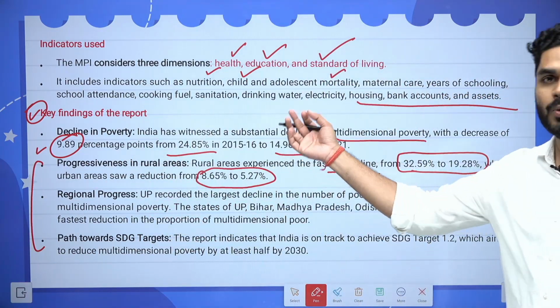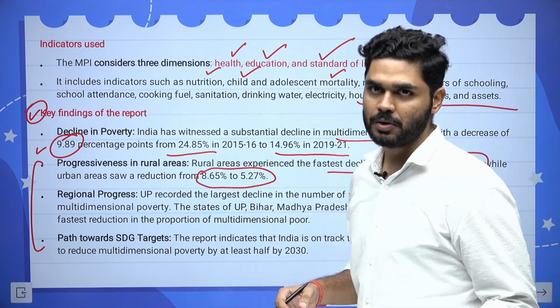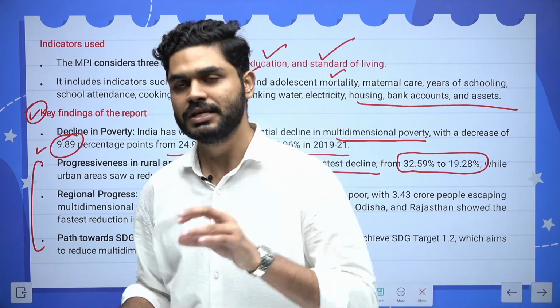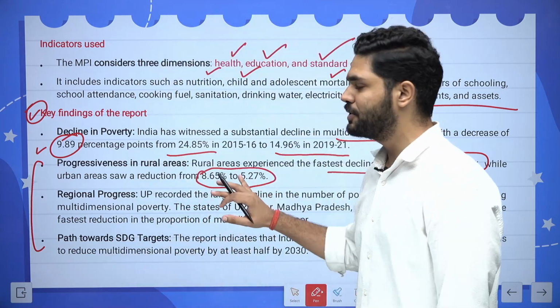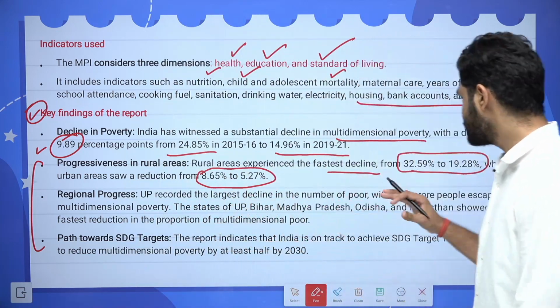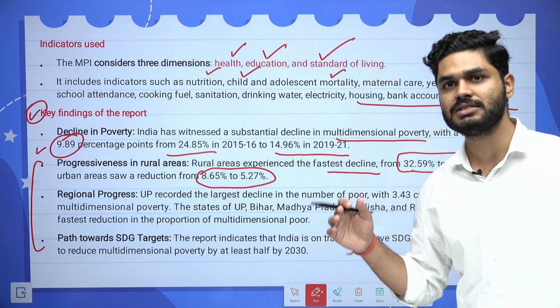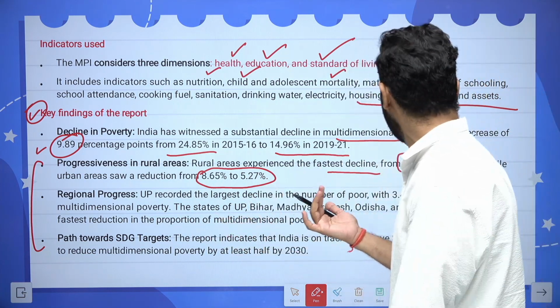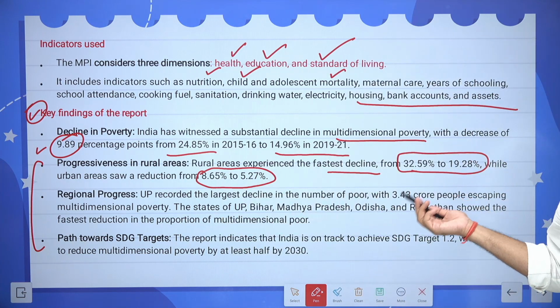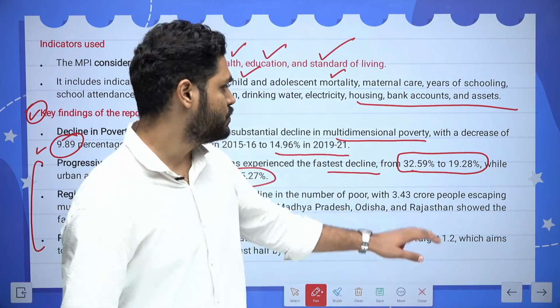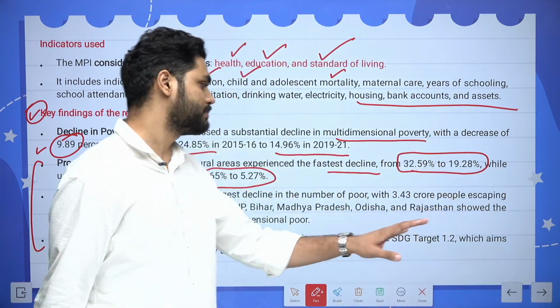Okay. So, one finding of the report is that in urban areas, the percentage by which poverty has been reduced is around 3.5%, while the rural areas have experienced a much faster decline, of more than 11 to 12%. Okay, from 32.59% it has been reduced to 19.28%.